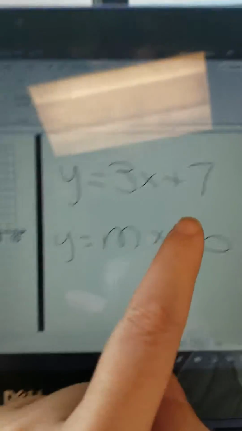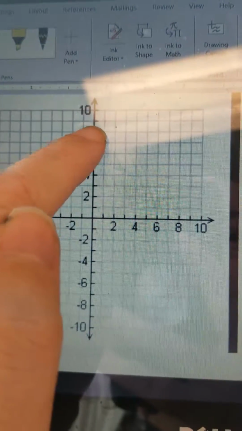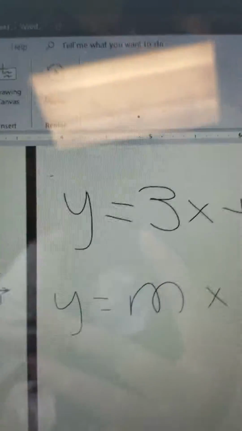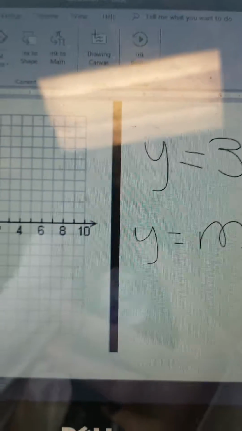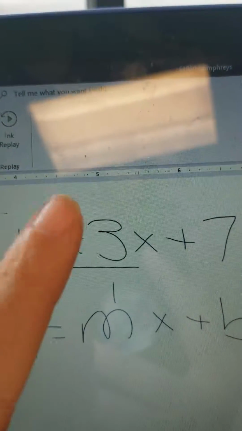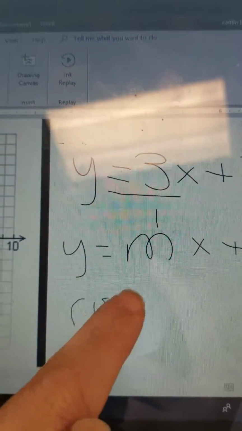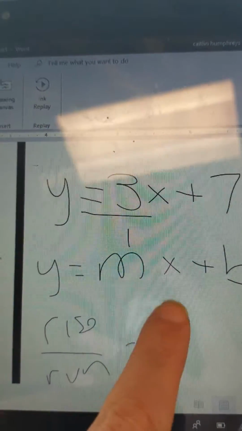So this says 7, so I'm literally just going to go over here to the y-axis and put a dot on 7. And that's where I start, 7. So I have my dot here on 7. Again, pardon my computer, guys. So now it tells me I have a slope of positive 3. Well, that means I'm going to, isn't a whole number representative of a number over 1? So slope is rise over run. Rise over run. Those say rise and run. So it's 3 over 1.